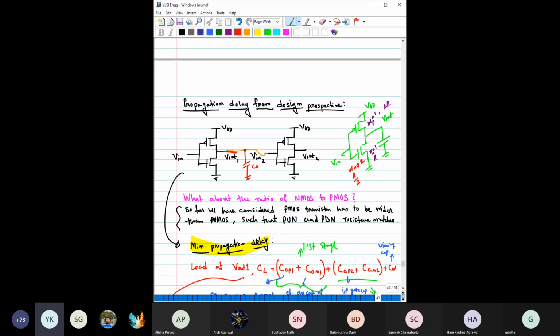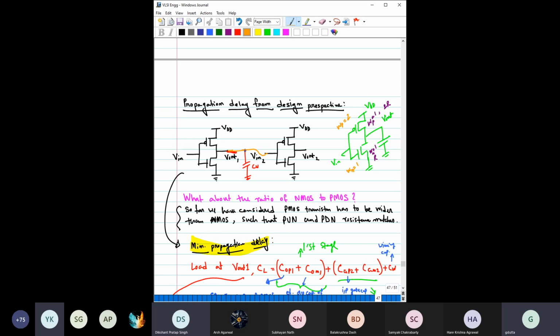Shubhayan, have you understood? Yes, sir. Then tell me what should be the correct answer. It's not difficult. Then make WP 2. You have to make WP equal to 2, and what about WN? Keep it 1.